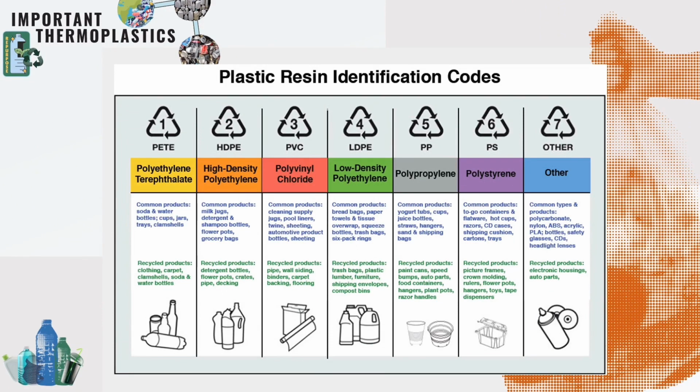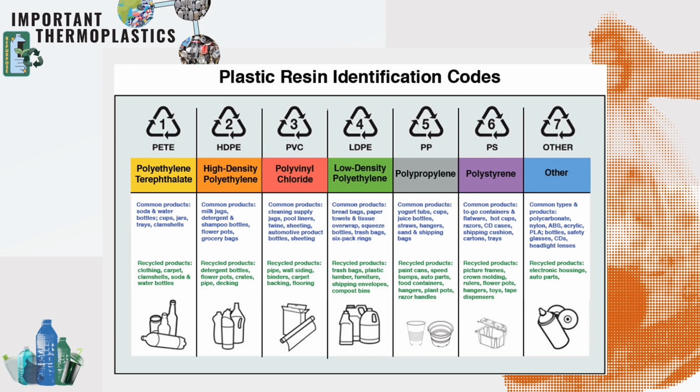Plastic resin identification codes. Polyethylene terephthalate. Common products: soda and water bottles, cups, jars, trays, and clamshells. High density polyethylene. Common products: milk jugs, detergent and shampoo bottles, flower pots, and grocery bags. Polyvinyl chloride. Common products: cleaning supply jugs, pool liners, twine, sheeting, and automotive product bottles.